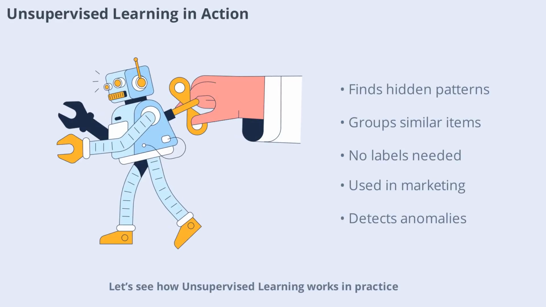See how unsupervised learning works in practice. The robot has finished sorting the fruits into neat piles. One pile is all apples, another is all bananas, and another is oranges. Above each pile there's a label like Group 1 or Group 2. The robot didn't know the names, but it found a way to group similar items together. In the real world, this technique is used for things like grouping similar customers for marketing or detecting unusual activity in a system. The goal isn't to predict a specific label, but to uncover patterns and structures that weren't obvious before.